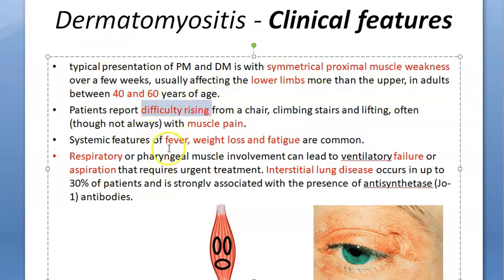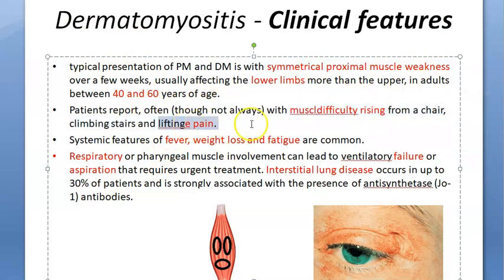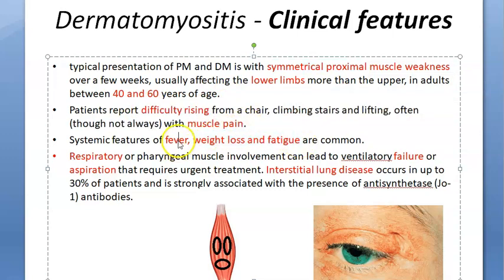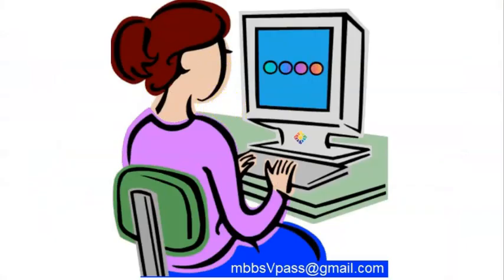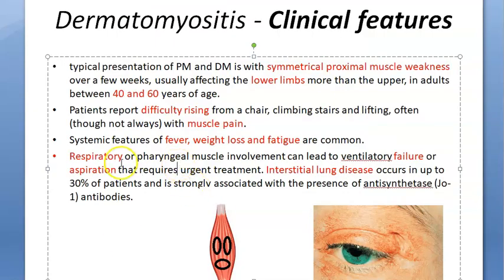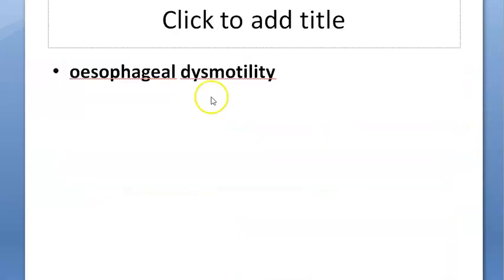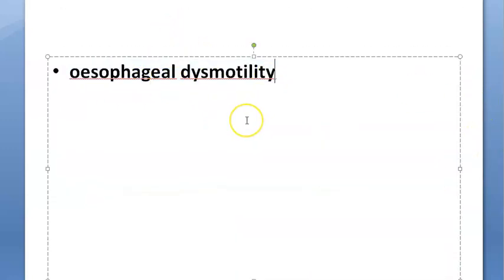Guys, focus here. What will the complaints be? Will they tell you they have muscle weakness, proximal, symmetrical? No, they will tell you there's difficulty rising from a chair, climbing stairs. They have muscle pain. They can have weight loss, fatigue, fever also. They can have some systemic manifestations. And they can have this because muscle is involved, isn't it? And we told you all types of muscles can be involved. So what if respiratory muscles are involved, pharyngeal muscles are involved? They'll have aspiration, respiratory failure, they cannot breathe, right? Ventilatory failure, respiratory failure, you can say. Interstitial lung disease, etc. And look at this, they can have esophageal dysmotility. Why? Because we told you just now, pharyngeal muscles, all muscles are affected, right?